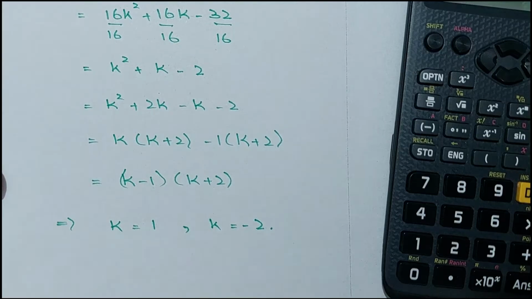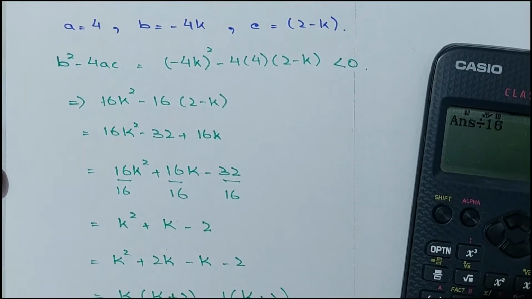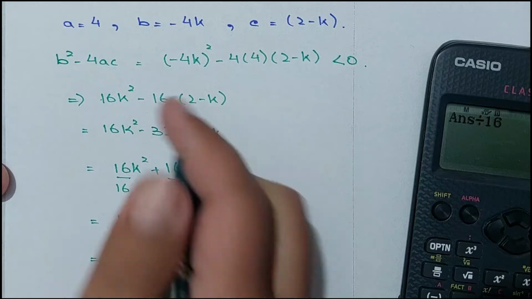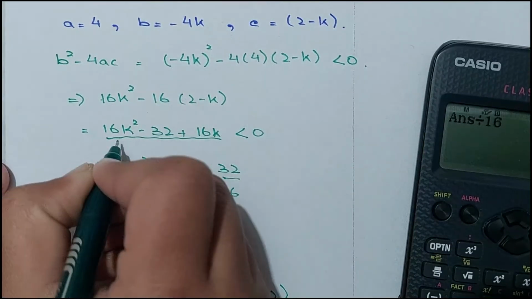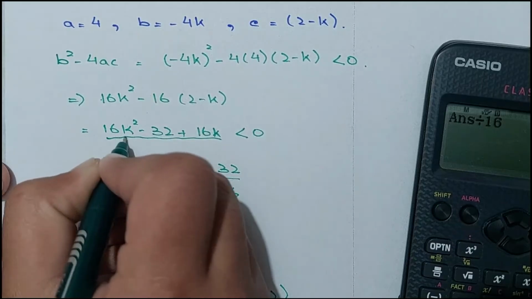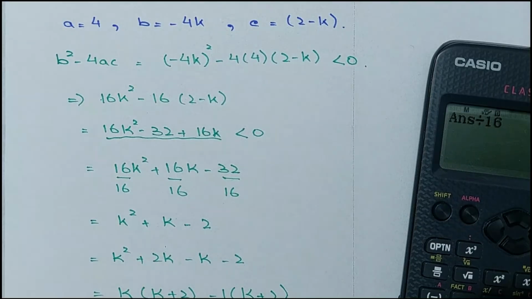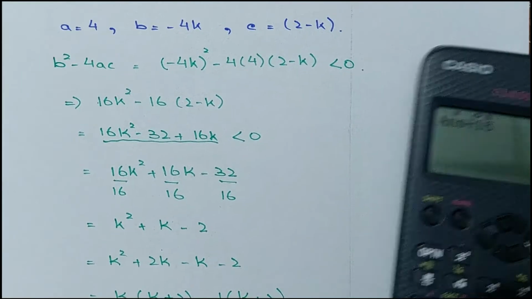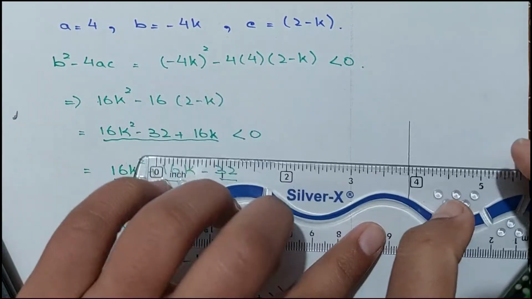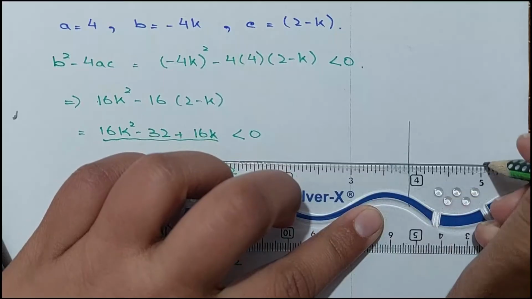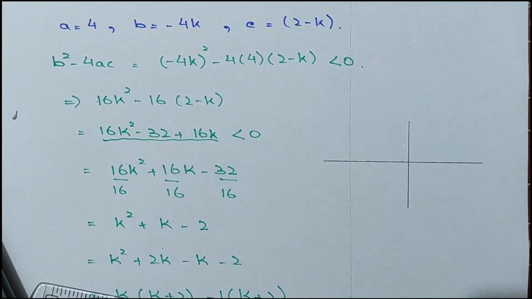All right, so this is the quadratic expression. It should be less than 0. As you can see, the coefficient of k squared is positive. So if I draw the parabola, its opening is upward since its coefficient is positive. So the opening is upward.